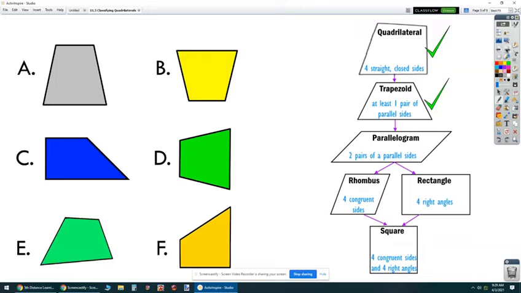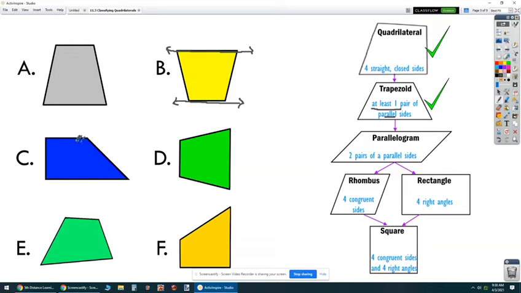Now there's another type of quadrilateral, a little more specific, right? A trapezoid has 4 straight closed sides, but the one rule about a trapezoid is it has to have at least 1 pair of parallel sides. So let's figure out what parallel means. Parallel means lines that even if they went on forever, they would never cross. Like you take a look at shape B over here, figure B, this top side of our quadrilateral here, and the bottom side are parallel. That means even if they went on forever in either direction, they're never going to touch, they're never going to cross, right? So those are parallel sides. That's 1 pair, like a pair of socks is 2 of something that make a pair, okay?